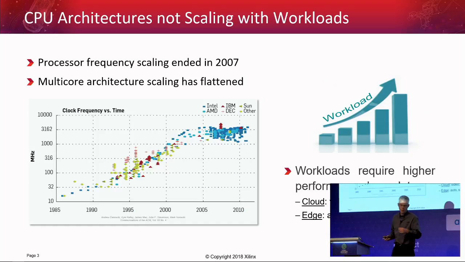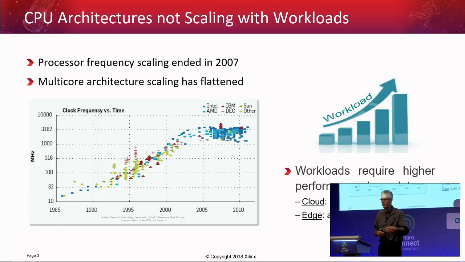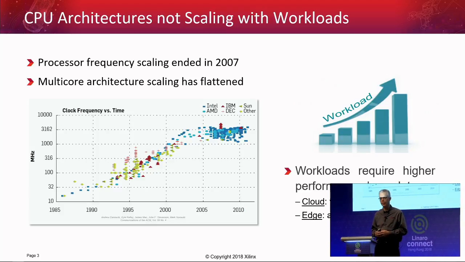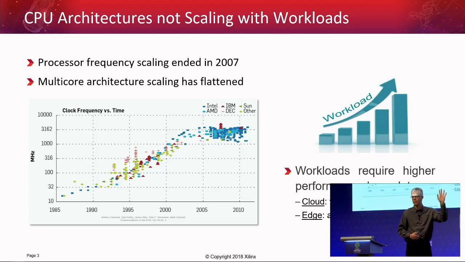So the reason why people are looking at FPGAs, of course, is we've all seen this before, right? Moore's law doesn't really apply that much anymore. It's harder and harder just to add CPUs. Even if you add many of them, you get power issues and so on and so forth. And the workloads, of course, at the same time are really exploding.